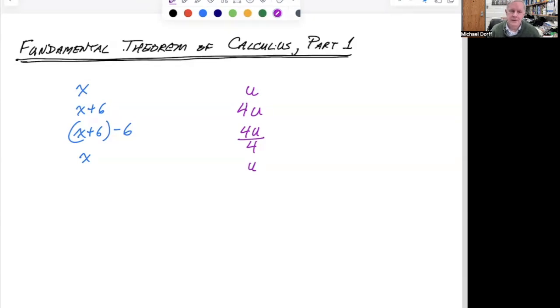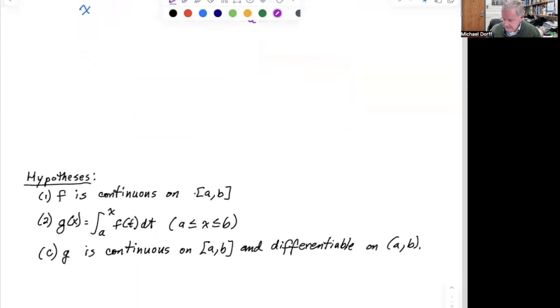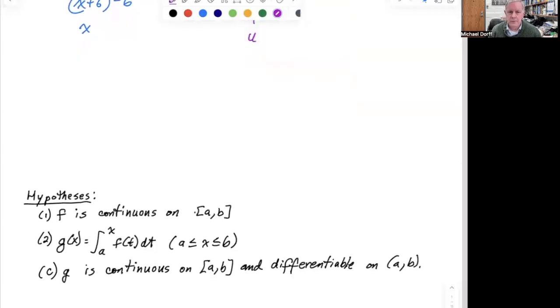Now, this is nothing new to you. This is like, duh, Coach Dorf, this is really obvious. But this is the idea behind the fundamental theorem of calculus. That is that just like addition and subtraction undo each other and multiplication and division undo each other, in calculus, derivatives and integrals undo each other. That is the idea of the fundamental theorem of calculus. All right, let's look at it formally now.